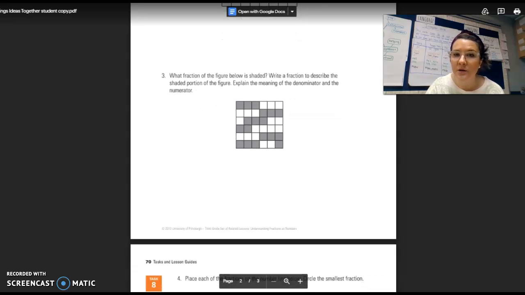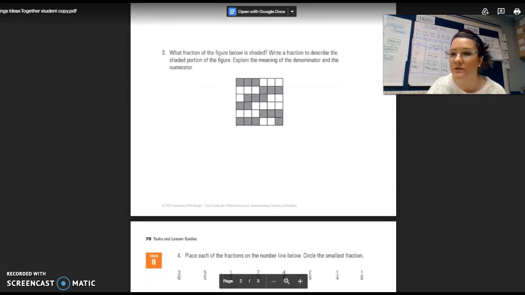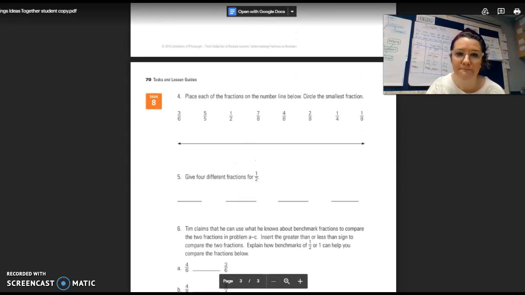So in the third problem, you are going to be, again, finding the fraction of the shaded area, or of the whole area of the shaded amount, and write a fraction, describe the shaded portion. And then, this is important, explain the meaning of the denominator and the numerator. Okay, that goes back to those essential understandings, okay?